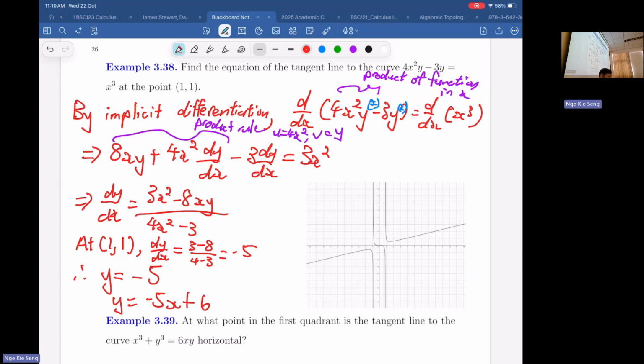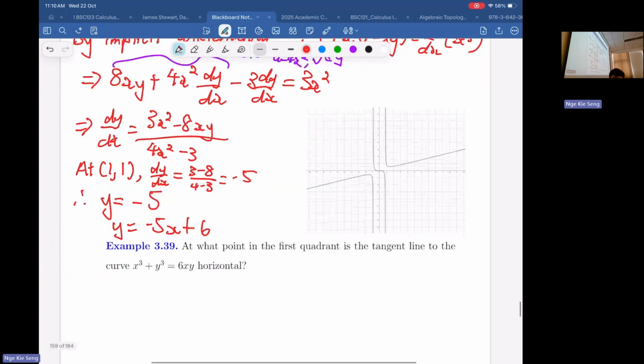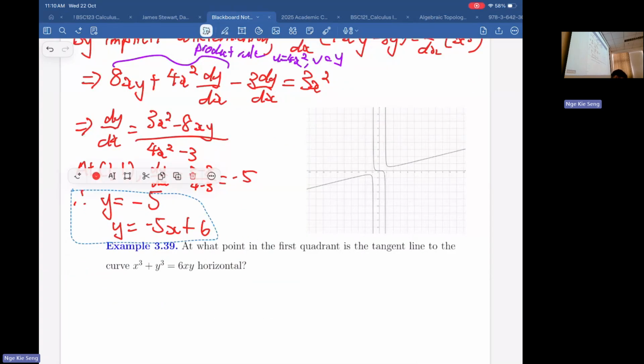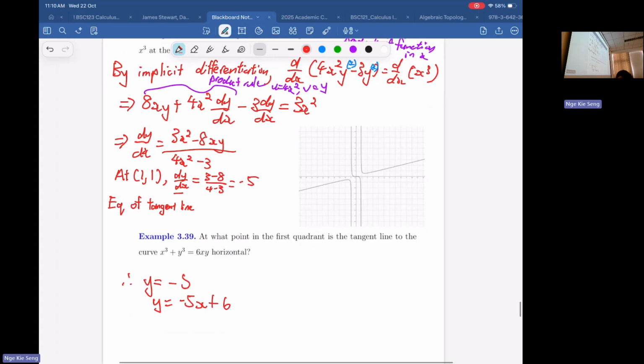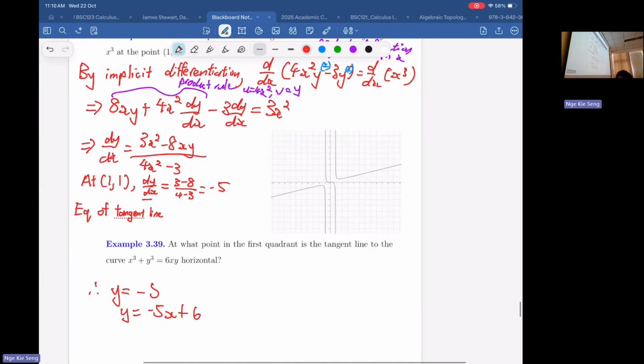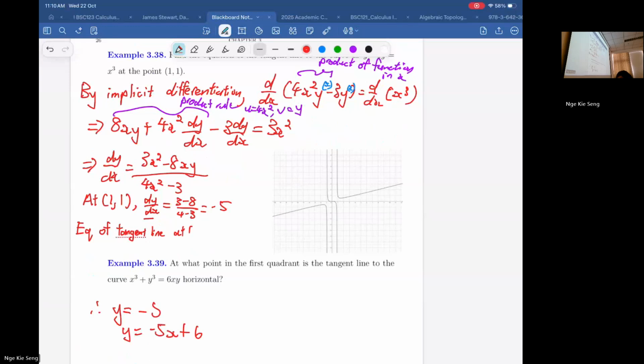Now the problem is how you construct the equation of the line. Do you still remember the formula? What's the line equation here? I like to remember it using the ratio way. The equation of the tangent line at (1, 1).